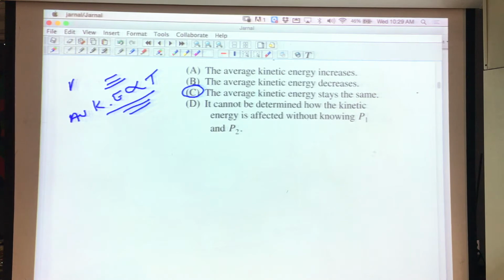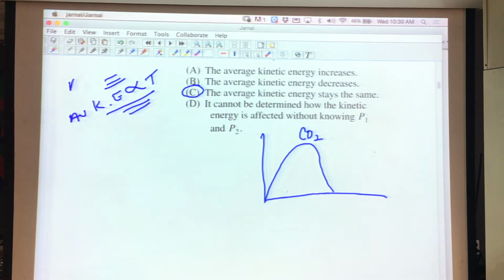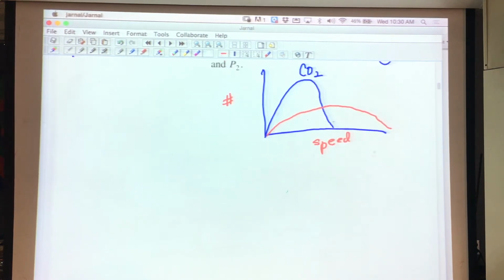Sorry, yes? Is there root mean squared on the test? There is no root mean squared calculation, but what they do want you to understand is this. If I'm at the same temperature, let's make this CO2, and they're both at 20 degrees Celsius, and I have helium, this is the number of molecules and this is the speed. What they want you to realize is that the lighter gas is going to have a greater speed. Both of these have the same average motion.